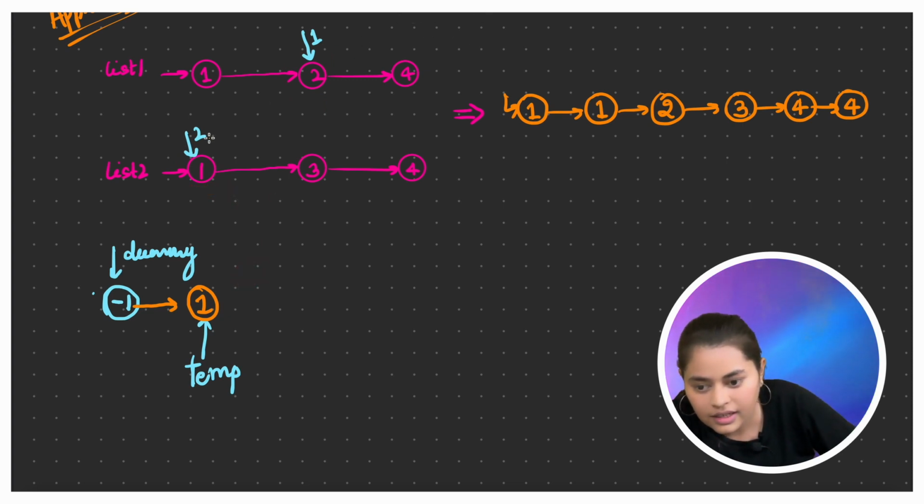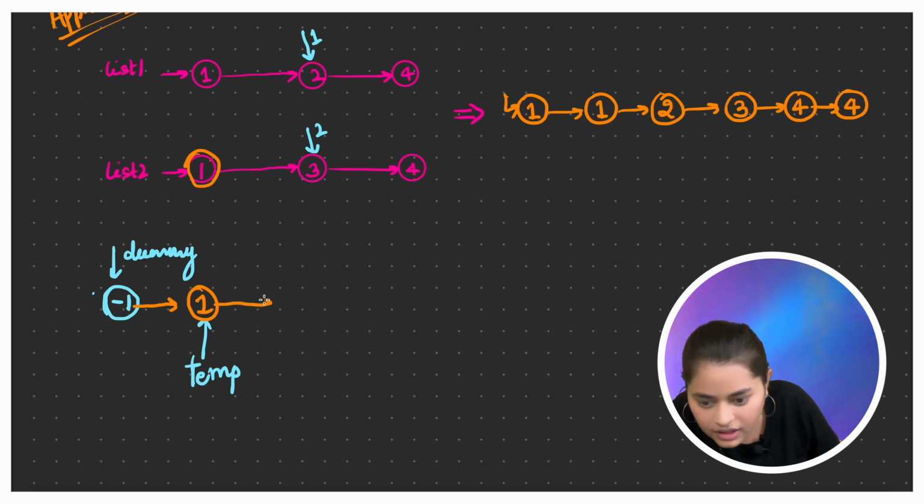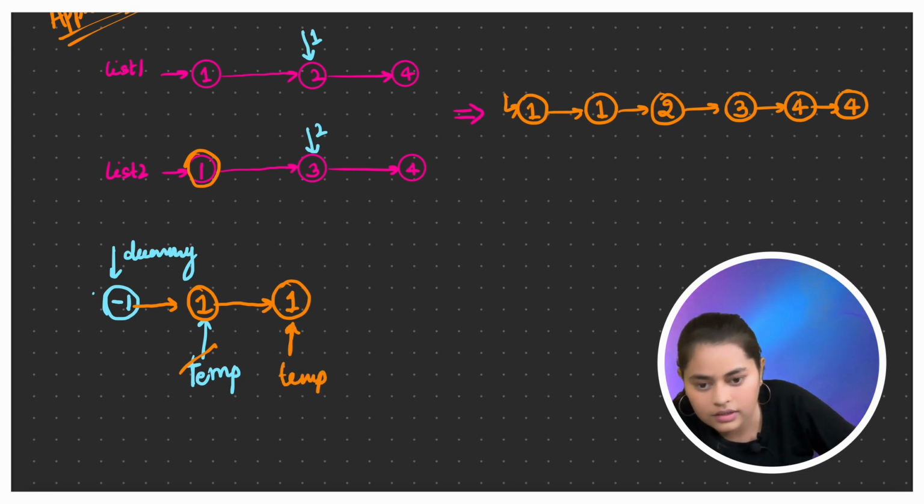So let's see. 2 is greater than 1. That means we'll take this 1 at this point and we'll move pointer 2 ahead, right? So we'll move this pointer to 3 and we'll take this node 1. We'll append it to temp dot next, and we'll again move temp one position ahead, right?